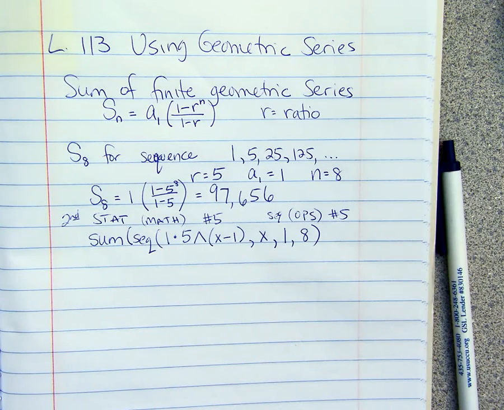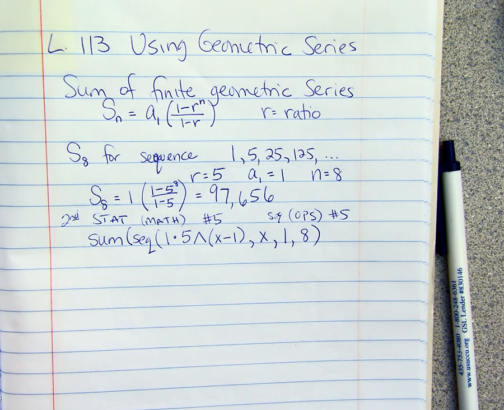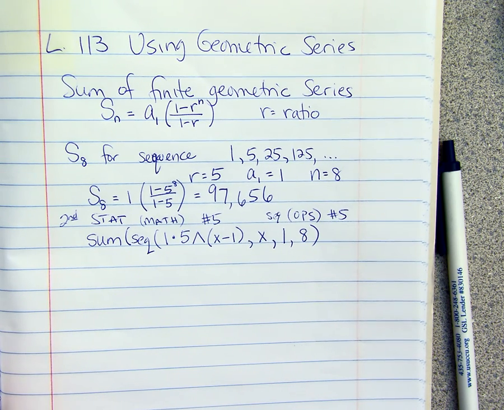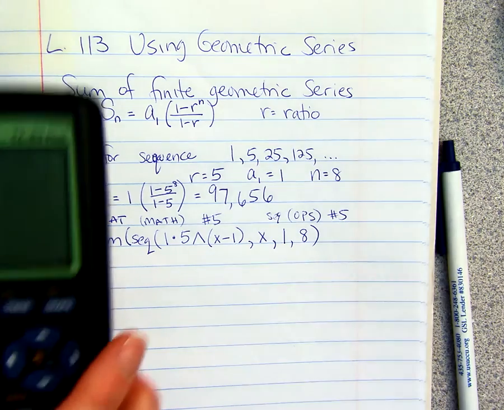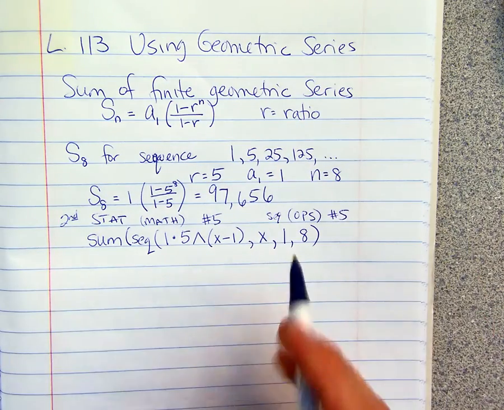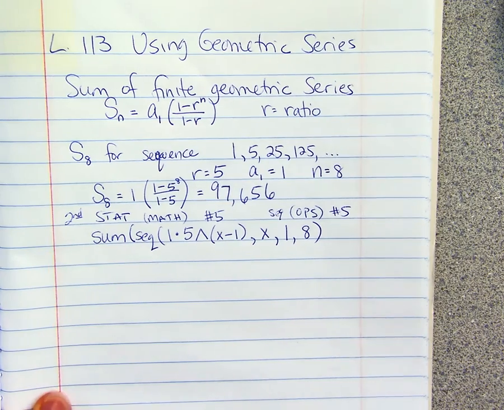So, really quick, if we do sum, and then sequence of 1 times 5 raised to the parentheses x minus 1, comma, x, comma, 1, comma, 8, end parentheses, enter, we get 97,656. So you can actually do this on your calculator if you want to. Hopefully this helps.